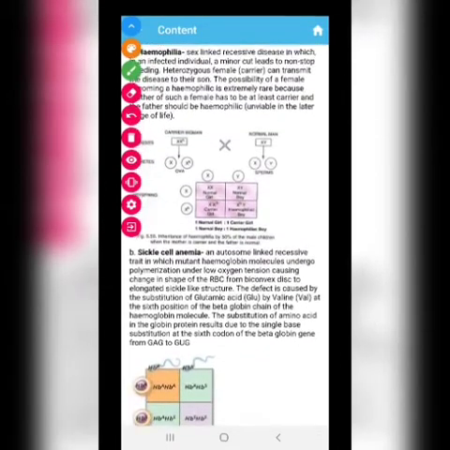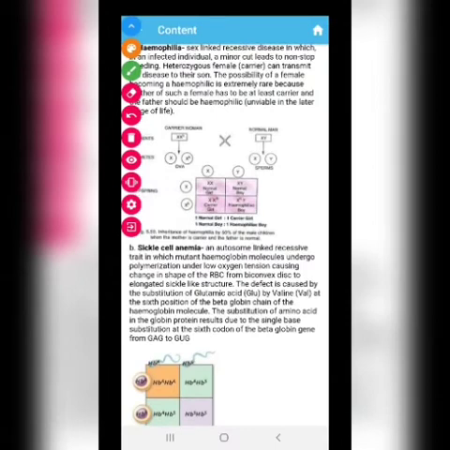What happens actually in sickle cell anemia? It's not a sex linked disease, it's an autosome linked recessive trait, in which the hemoglobin chain somewhere is distorted. Just because of distortion, the RBC changes its shape, and RBC, which is a biconvex disc, becomes an elongated sickle like structure. This defect is caused by the substitution of one particular amino acid in the chain of hemoglobin.